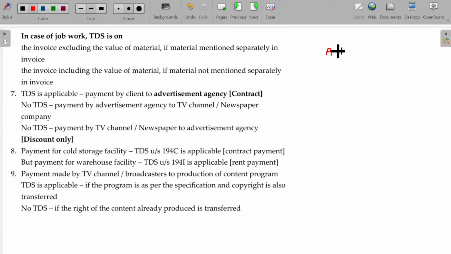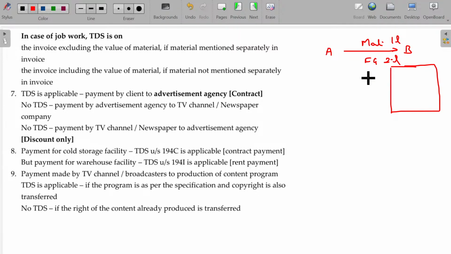See, A has given a job work to B, B being the job worker. B does the work on behalf of A and raises the bill. A may send material worth 1 lakh. B converts the raw material into finished goods and returns it after finishing. By that time the worth may be 2 lakhs. Here, what is the value for the job work? Only 1 lakh. TDS is deductible only on 1 lakh, not 2 lakhs, provided in the job work bill it is clearly stated that job work charges are 1 lakh.